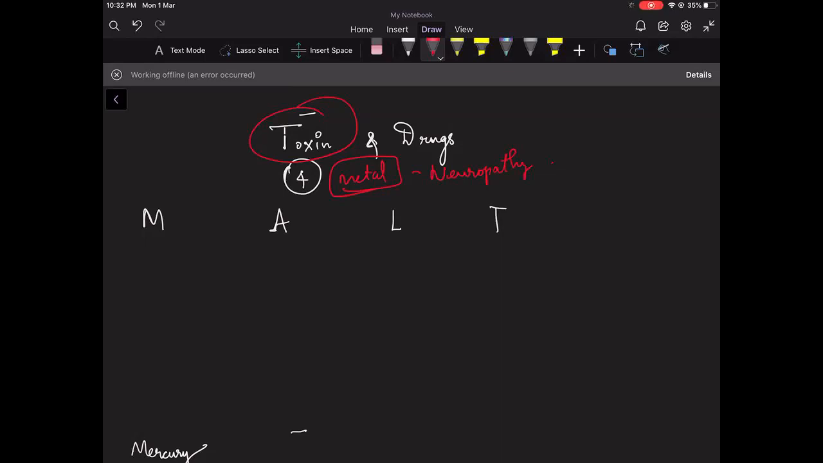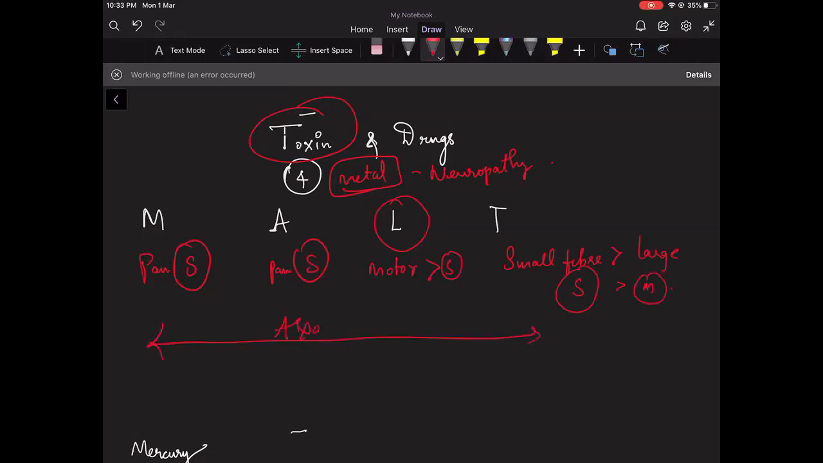In mercury, usually there is pan-sensory involvement. Even in arsenic, pan-sensory involvement will be there. In thallium, there will be small fiber involvement more than large fibers, hence sensory will be more affected than motor. In all types, it is an axonal type of degeneration only, when we do nerve biopsy or electrodiagnostic studies.